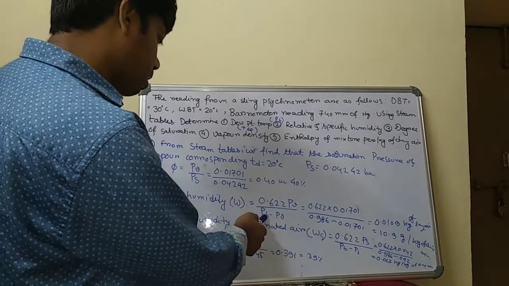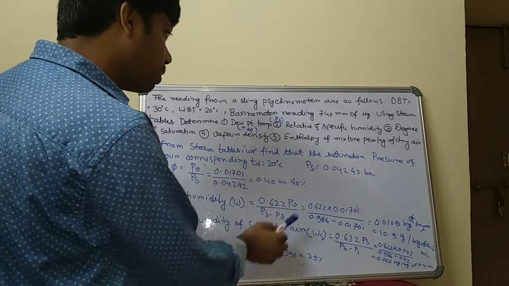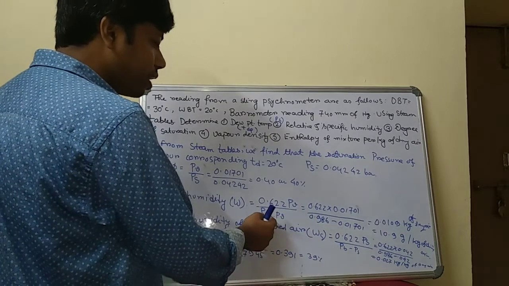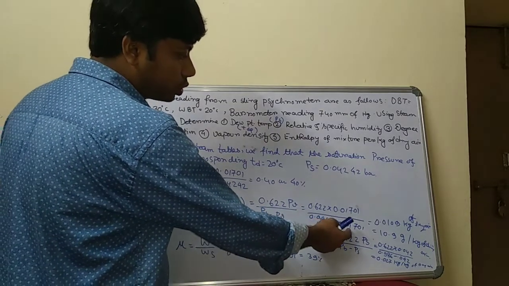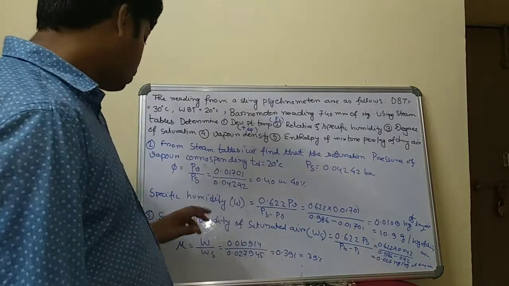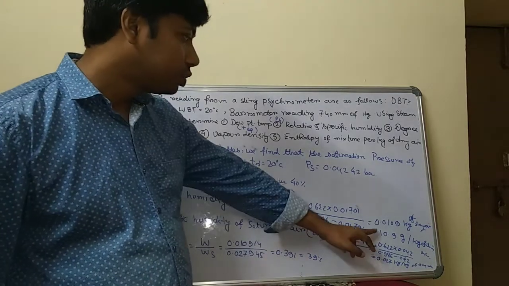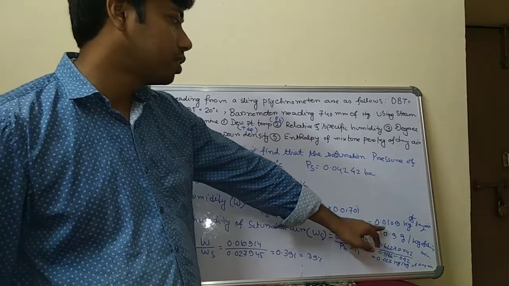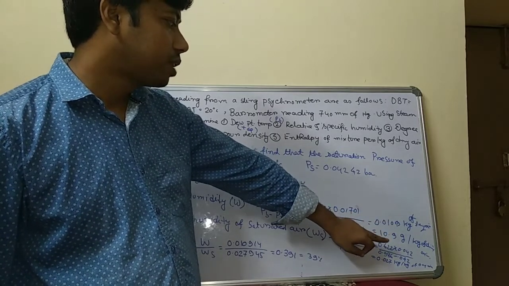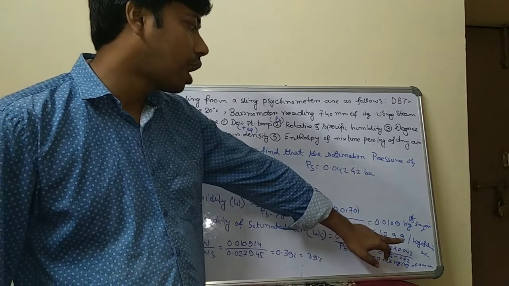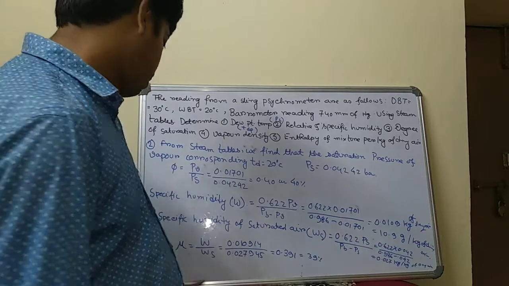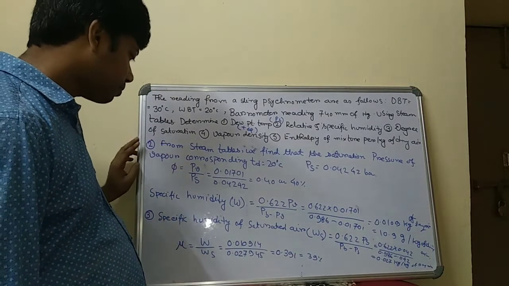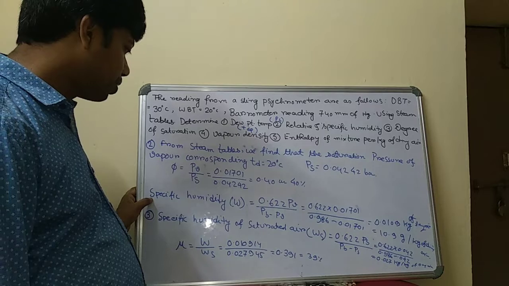That is converted into bar, so 0.986 minus PV, that is 0.01701. So specific humidity W will be 0.0109 kg per kg of dry air. You convert that into 10.9 gram per kg of dry air. So in the second part of the numerical, this is the specific humidity.